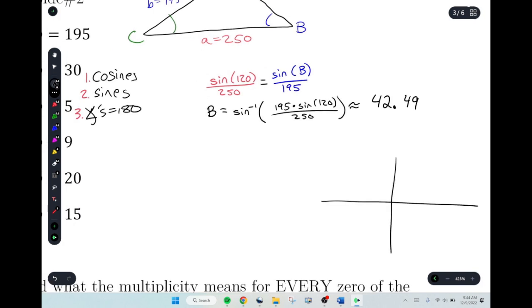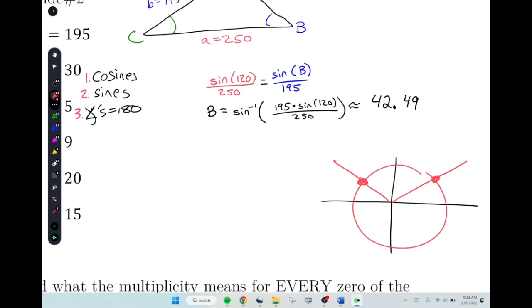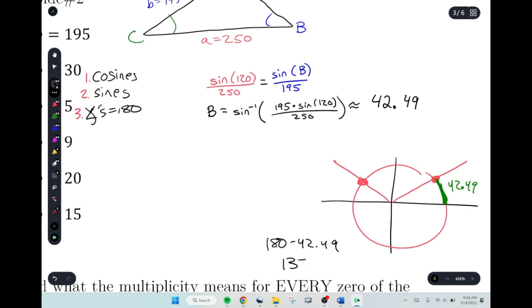Where is 42 degrees on the unit circle? Near 45? Is there another spot that has the same sine? When you see sine, think y value. That's another spot that has the same thing, right? So what is that angle right there? We know that this green angle is 42.49. That other angle is 180 minus 42.49, and right there, 137.51.